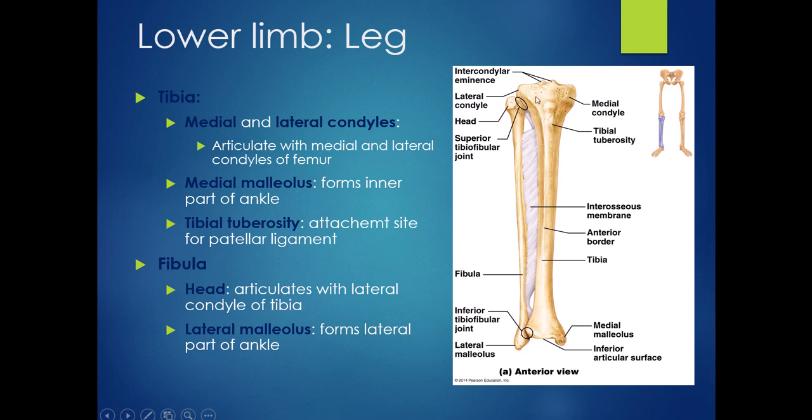Proximally, we have a medial and lateral condyle that connect to the medial and lateral condyles on the femur. You've got this tibial tuberosity here, which is where your patellar ligament attaches to stabilize your patella. And then distally, you've got the medial malleolus, which makes up the medial middle part of your ankle. On the fibula, the head of the fibula attaches towards the back in the tibia, and then the lateral malleolus down here brackets the ankle on the lateral side.